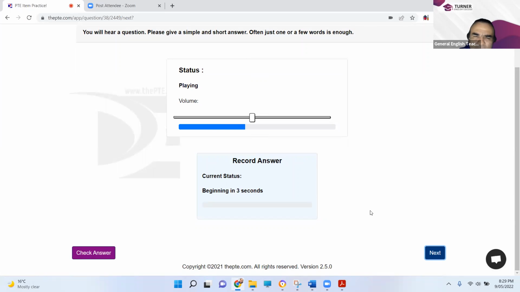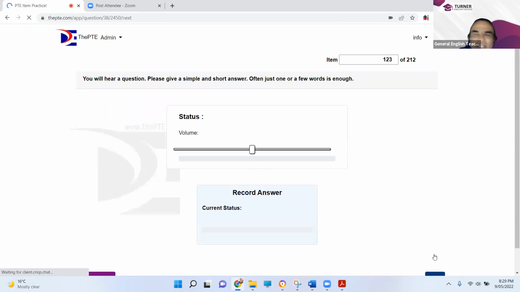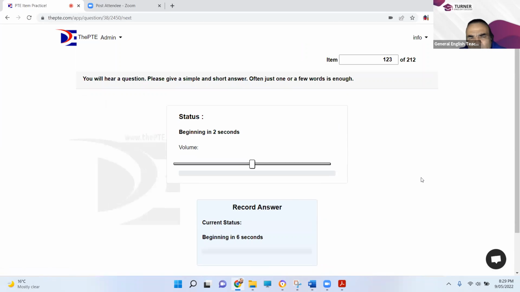What's the word for the hairs that cover a cat's body? Okay, the hair that covers, that's fur. And the last one. What is the verb form of the noun abstention? Abstain is the verb. Okay. Abstain. Okay. Thank you very much.